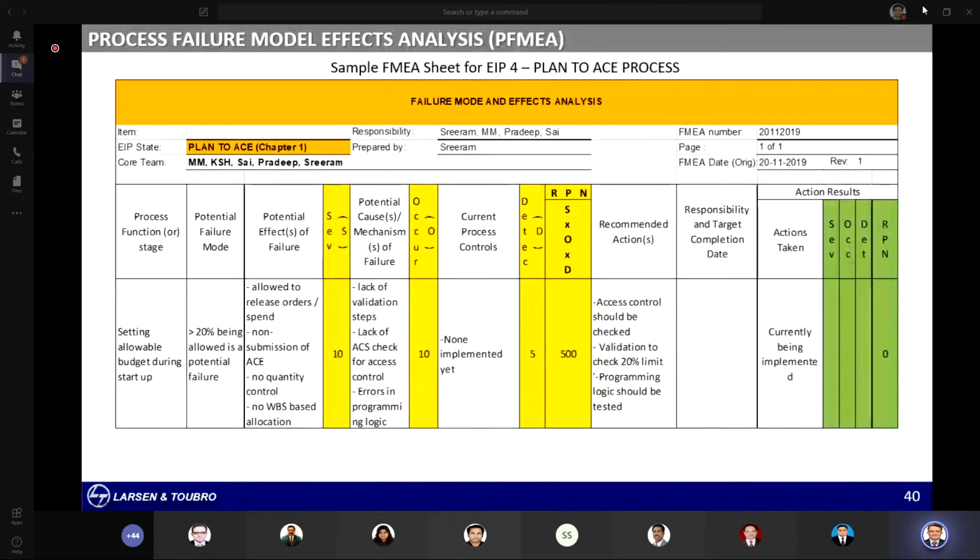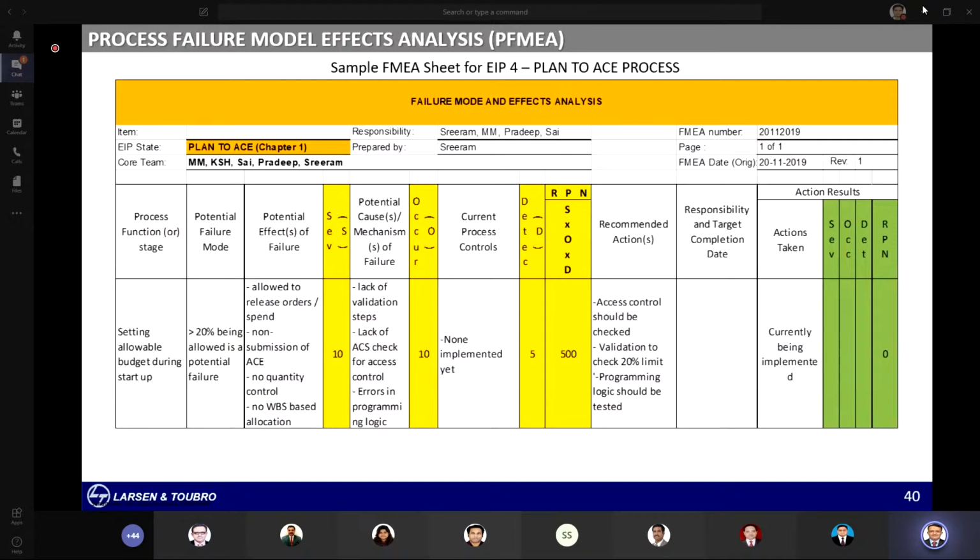So then comes your severity rating, because it is not something which helps the system, and it can bring the system decision to a complete halt. You give a severity rating of 10. And the potential causes or the mechanisms of failure are listed here: lack of validation steps, then some errors in programming logic. All this could lead to this failure, and occurrence was also given a 10 rating by the team.